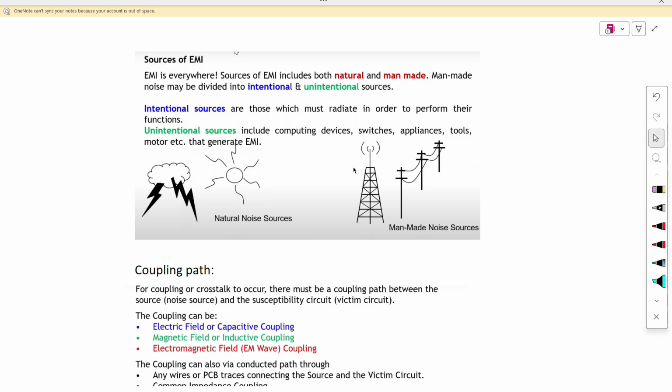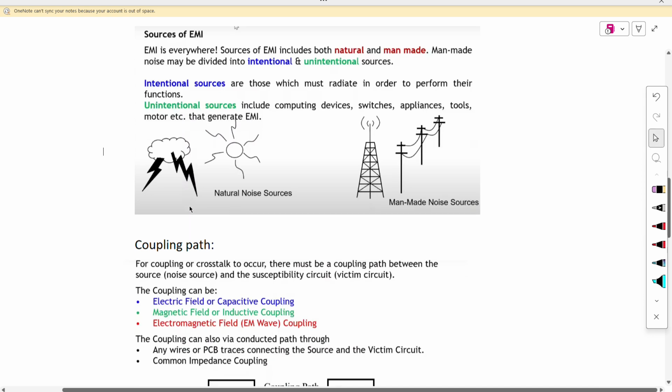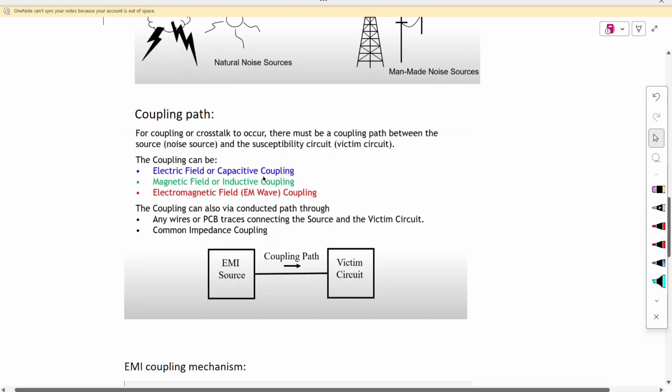But man-made radiations are like cell towers or the power lines which we see. Intentional sources are those which must radiate in order to perform their functions, like mobile phones and laptops; they tend to radiate as part of their functions. Unintentional sources include computational devices, switches, appliances, tools, motors, etc., that generate EMF. Now we'll look into the second element, which is the coupling part.